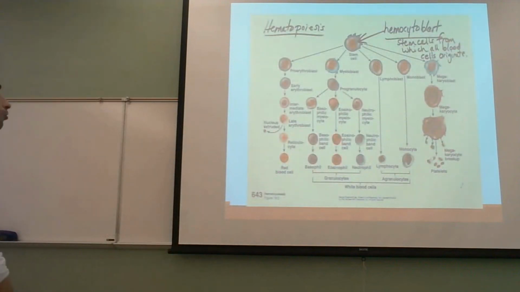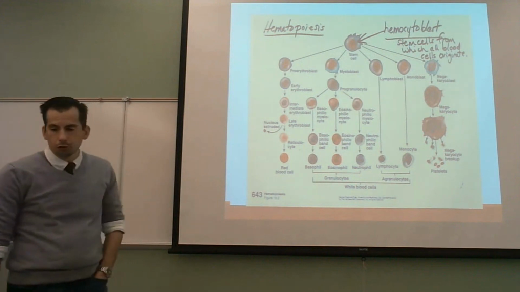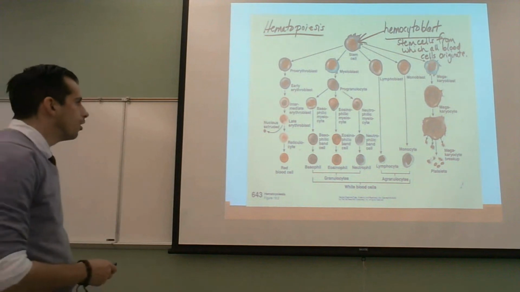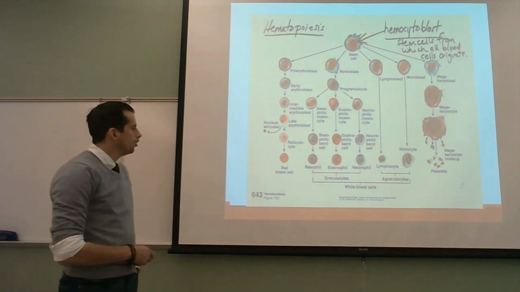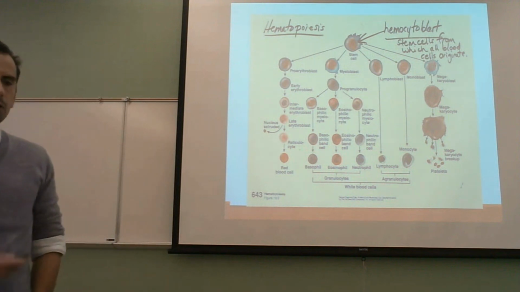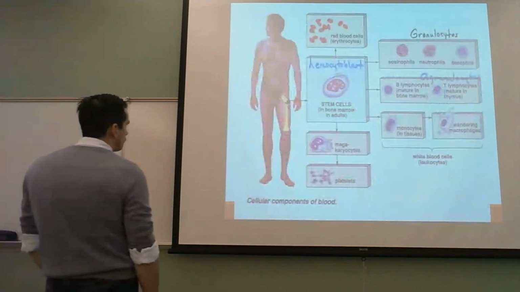So still originating from the hemocytoblast, in the myeloid tissue for the granulocytes and the monocytes, lymphoid tissue for the lymphocytes, to give us our array of different white blood cells with their physical characteristics and their particular specialties.